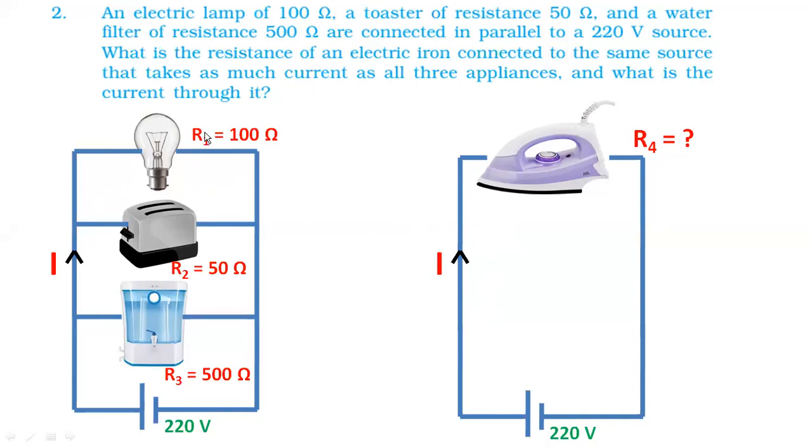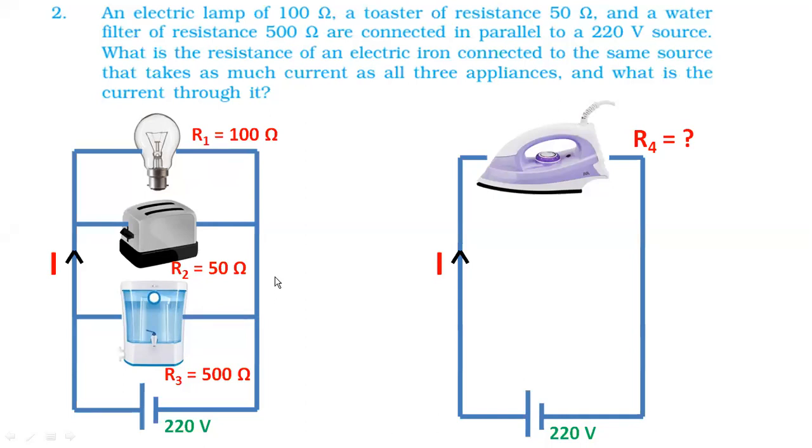So I will put the values as whatever the resistance values were given. Let me give it a number. Okay? I will call that bulb resistance as R1, then R2, then R3. You can actually give any names, but I have given them serially, R1, R2 and R3.